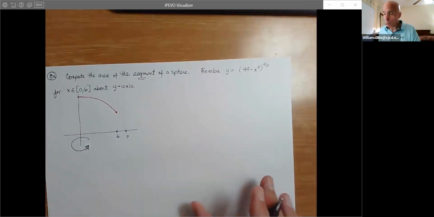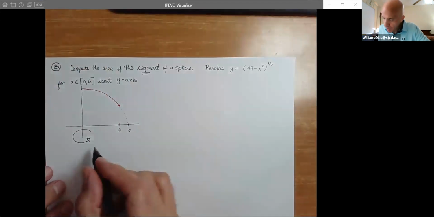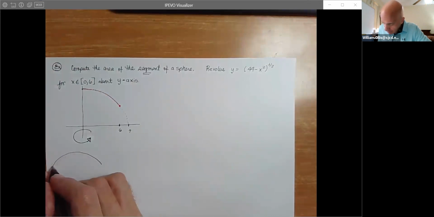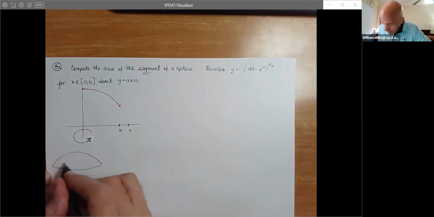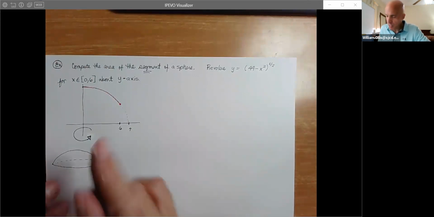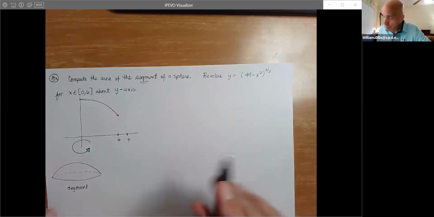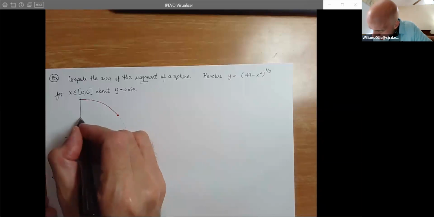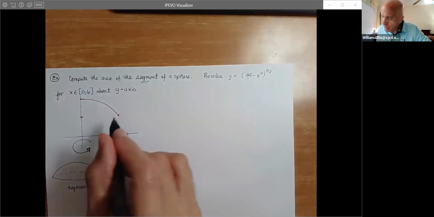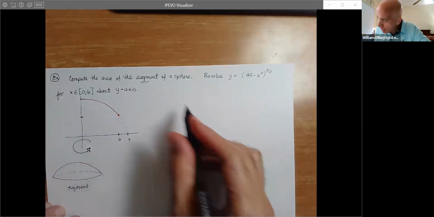Okay, so now when you think about this, you get like a little helmet, a little cap here. So for instance, the segment looks something like this. That would be a segment. Not the complete hemisphere. This is what we call the segment. And so now, if you look at this particular setup here, this is what we're interested in doing. For instance, now, let's do this.